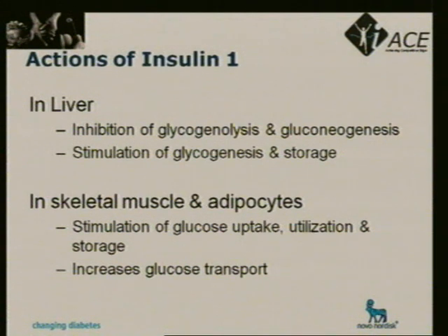We all know that in the liver, insulin inhibits glycogenolysis and gluconeogenesis, thus lowering blood sugar production or reducing hepatic glucose output. It stimulates glycogenesis and storage of glycogen in the liver. In skeletal muscle and adipocytes, the peripheral tissues, so to say, the insulin molecule causes stimulation of glucose uptake, utilization and storage, and it increases glucose transport in these peripheral tissues. Thus, by a dual mechanism acting on the liver and on the peripheral tissues, it causes reduction in blood glucose levels.